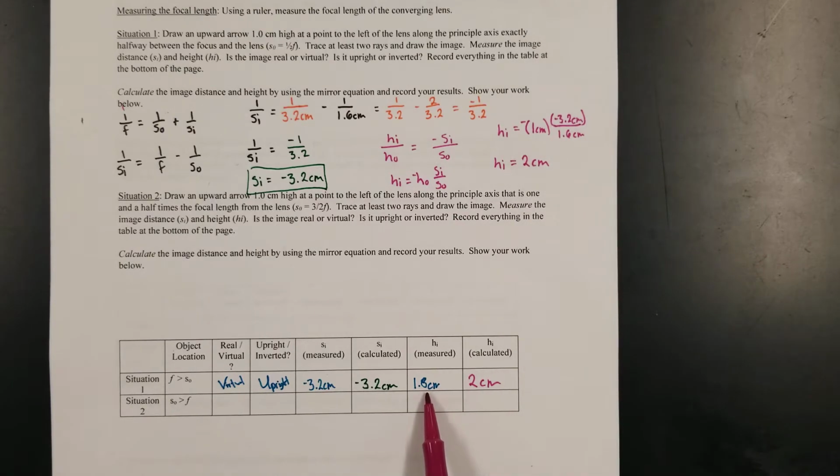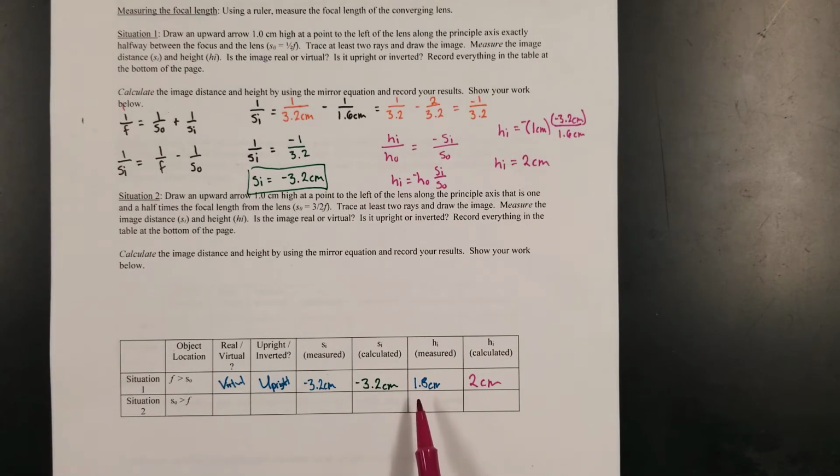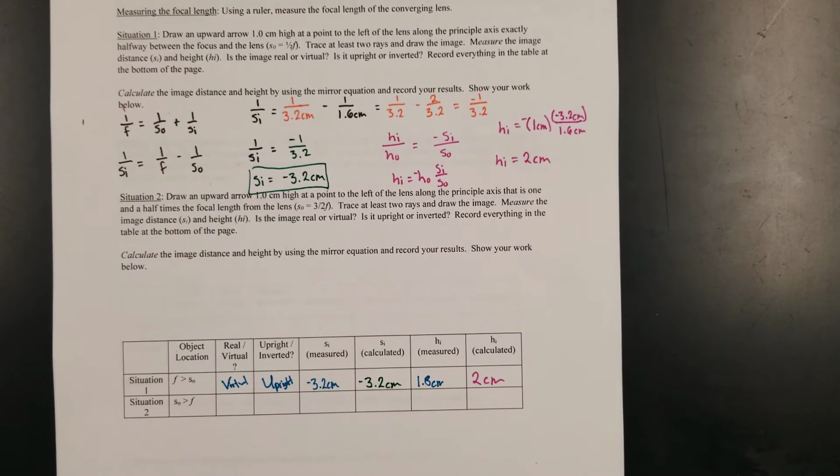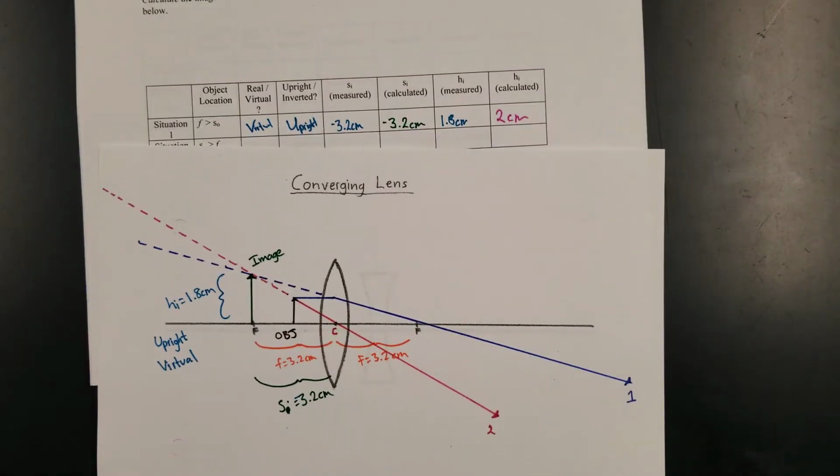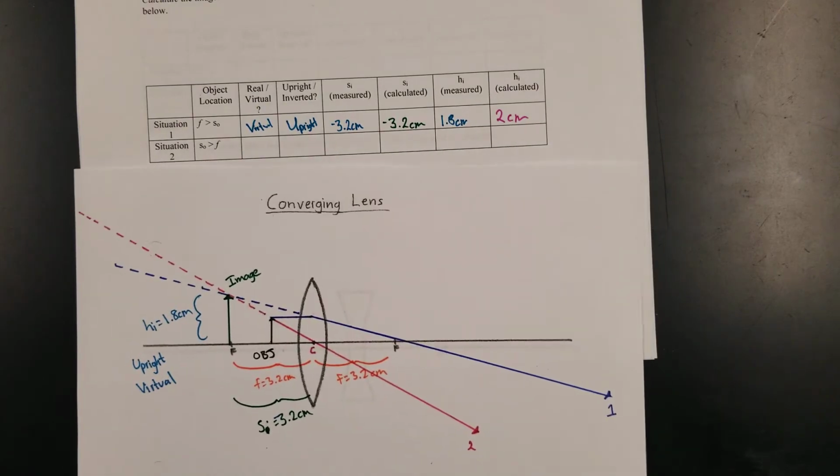And so mine was just a touch off, probably because I didn't line up my ray that went through the focus very well. And so 1.8 is close enough for government work. Okay, so that should jive with what we saw when we drew the ray diagram.